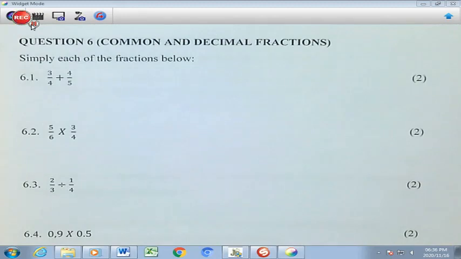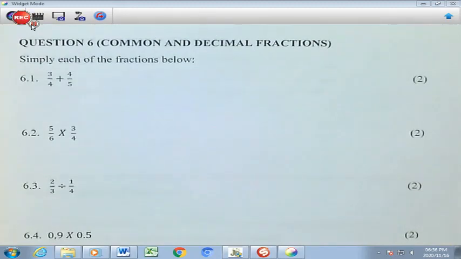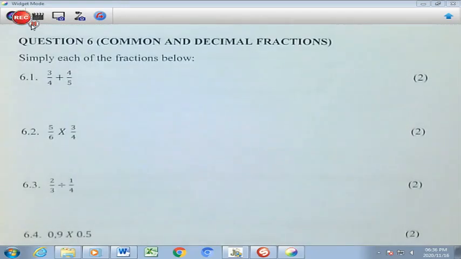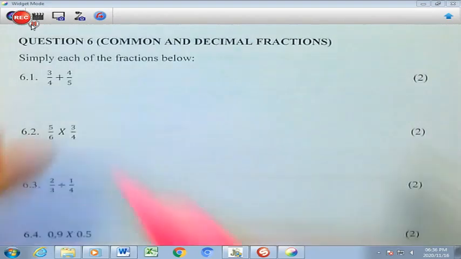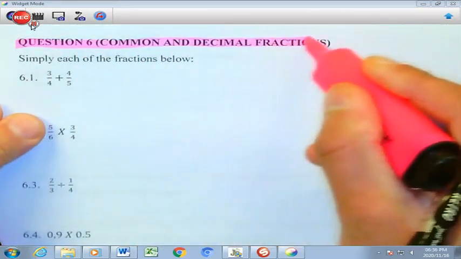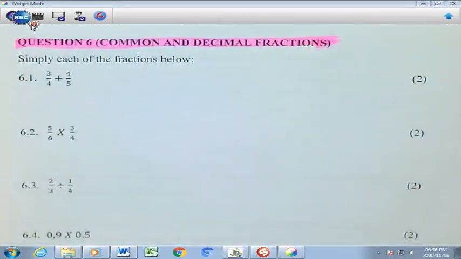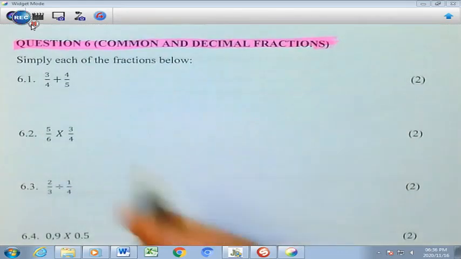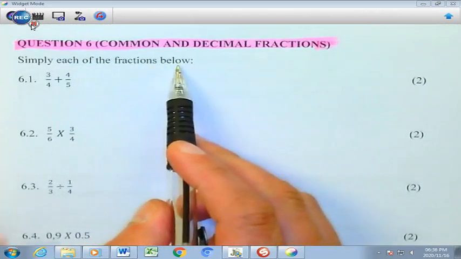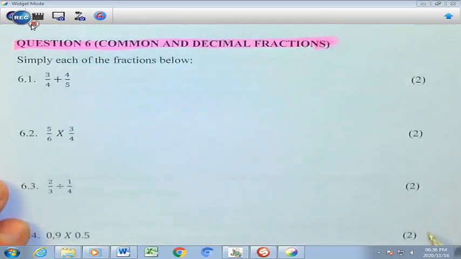We turn our attention to question number 6, and that is common and decimal fractions. I want to highlight, because that is the focus now at this stage, question number 6, common and decimal fractions. Simplify each of the fractions below. Each one is worth 2 marks.